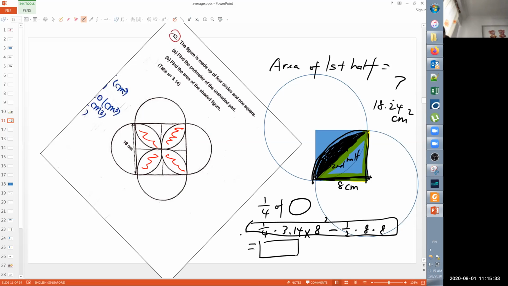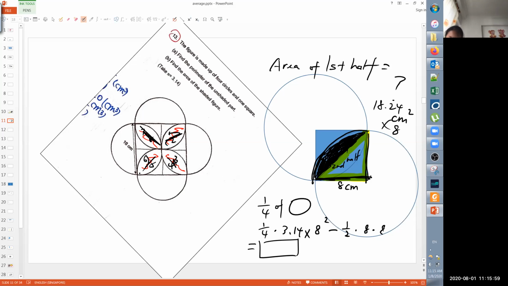So what's the answer? 18.24. Yeah, okay, good. So that is how you find your 18.24. Once you find your 18.24, how many pieces of this do you have? So it's 1, 2, 3, 4, 5, 6, 7, 8. So you just times 8. Then you will get all this.